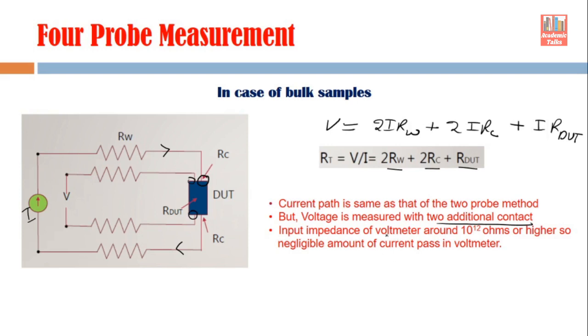Now the input impedance of the voltmeter is very high. It is about 10 to the power 12 ohms, or maybe higher. So the amount of current passing through the voltage loop is negligible. So the current I passing through here is almost 0. But the I in the current loop is not 0, since it is supplied by the external current source. Because of this, in the voltage loop, since this I is negligible, the voltage contributed by this component is almost 0. The voltage contributed by this component is also almost 0, because we are taking the I which is passing through this part.